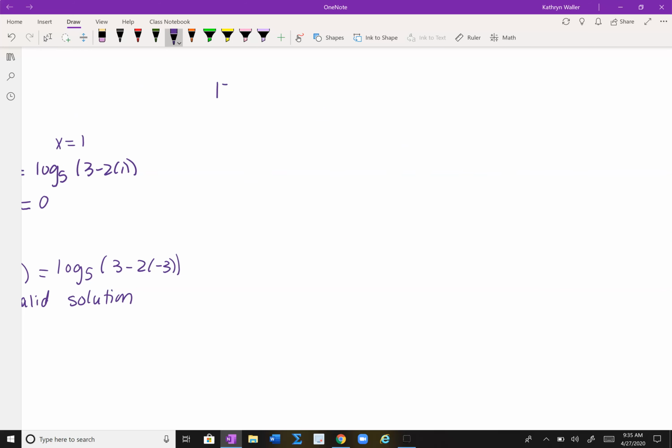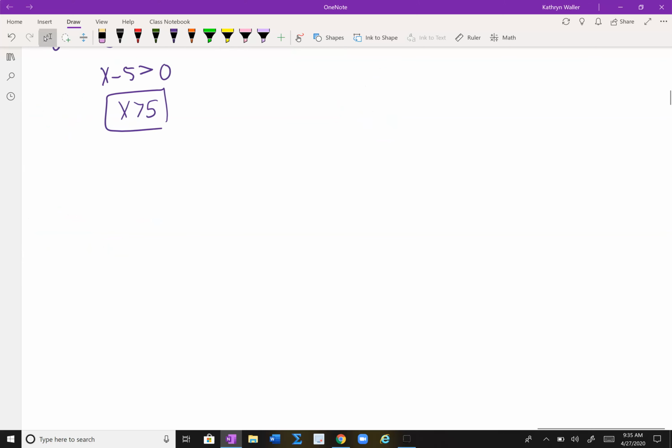Question 17. 17 is very simple. You can't take the log of a negative. So x minus 5 has to be greater than, or let's see. Yeah, it has to be greater than 0. You also can't take the log of 0. Log of 0 gives you an error. So it's just x is greater than 5, and that's it. Super simple, okay?